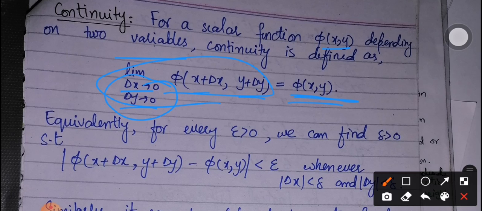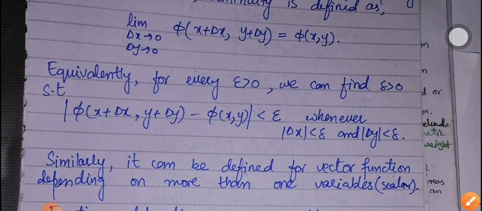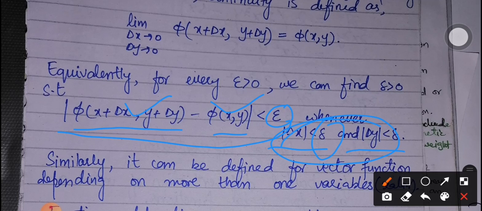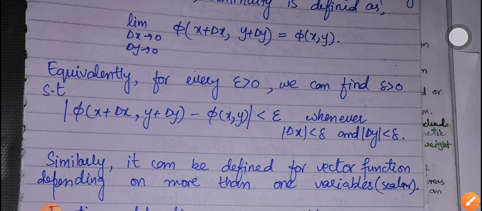We also discussed continuity with respect to the epsilon delta condition. So here we have the epsilon delta condition as well: the modulus of phi of x plus delta x, y plus delta y minus phi of x, y is less than epsilon whenever the modulus of delta x is less than delta and the modulus of delta y is less than delta. We have discussed previously that epsilon and delta are very small positive numbers. This represents that whenever the changes in x and y are very small, the difference between the limiting value and the functional value is also very small. Such a function is continuous at the point x, y.